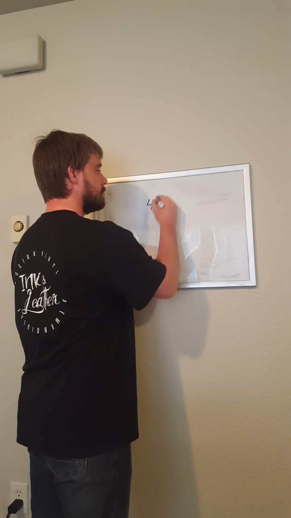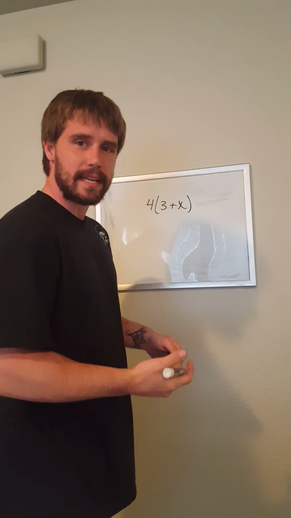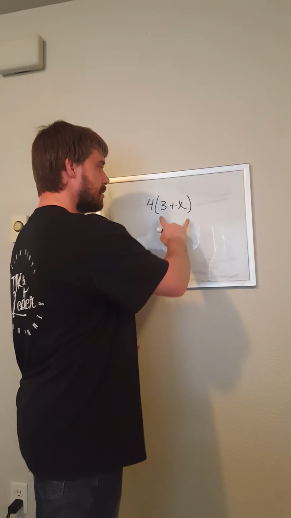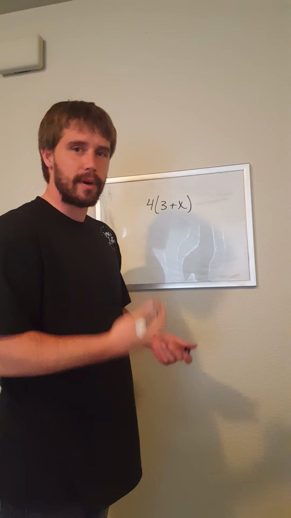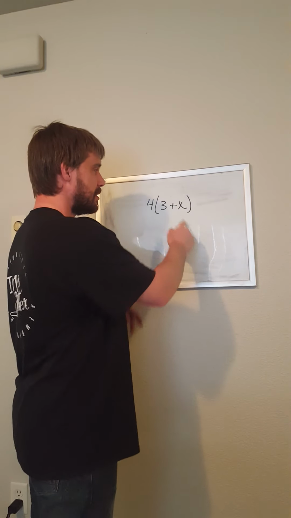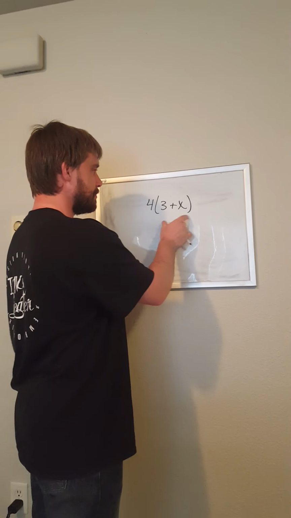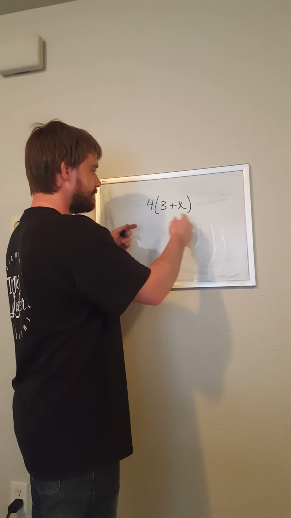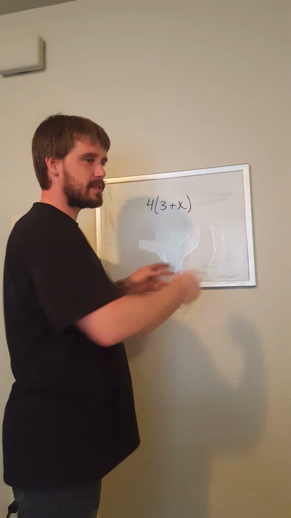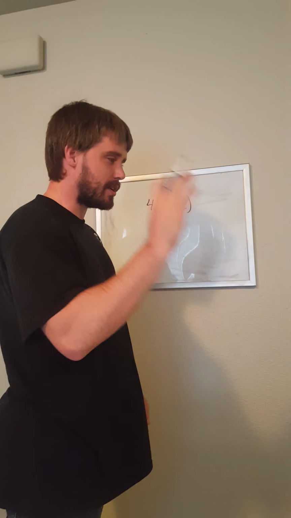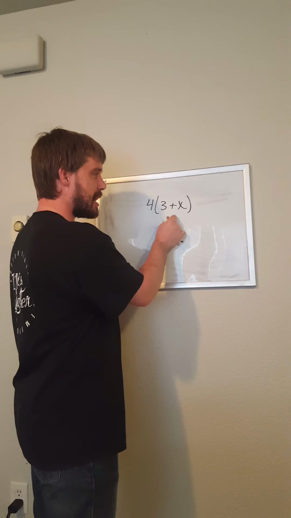Say we had 4 times the quantity 3 plus x. Okay, so the order of operations tells us do what's in the parentheses first, but what is 3 plus x? We don't know. We don't know what x is yet. We haven't solved for x yet, but sometimes we need to get this x away from this 3 or whatever. We'll go into why we might need to do this later.